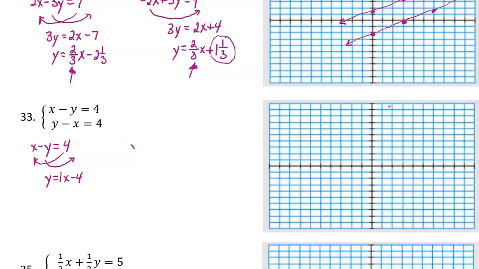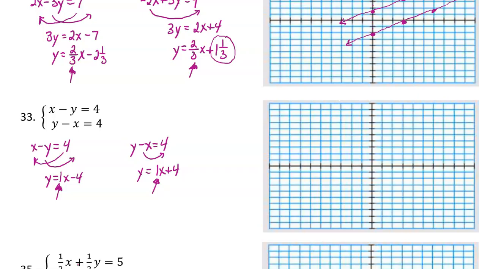Okay, now the second equation. How do you get the letter y alone here? Well, this time you could add the x to the right side, and that leaves the letter y. And you'll get 1x plus 4. Notice that the slopes are the same, but the y-intercepts are different. One line will cross the y-axis at -4, and the other one's going to cross at +4. We can expect parallel lines.